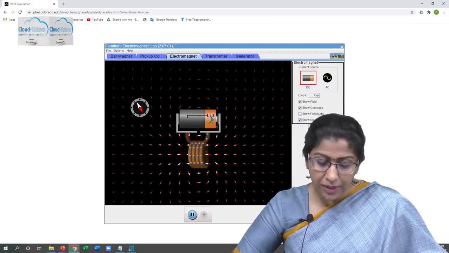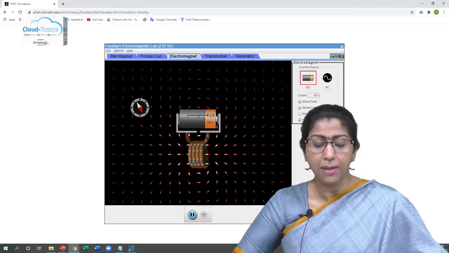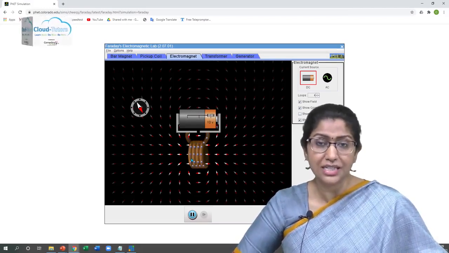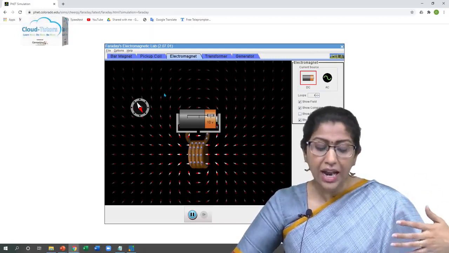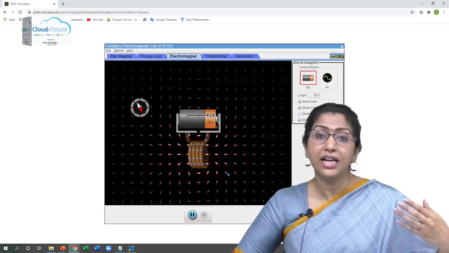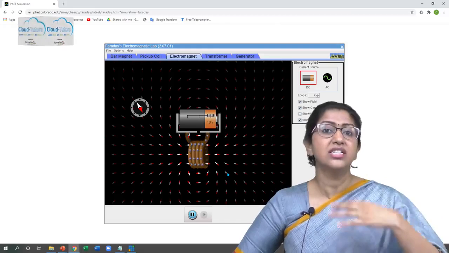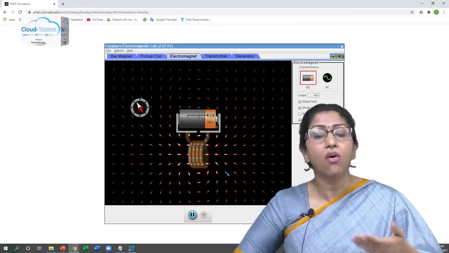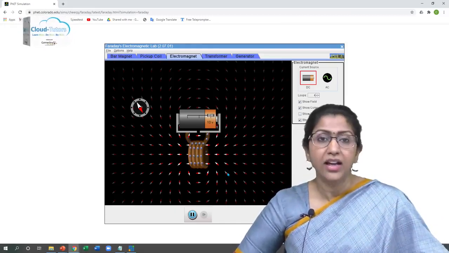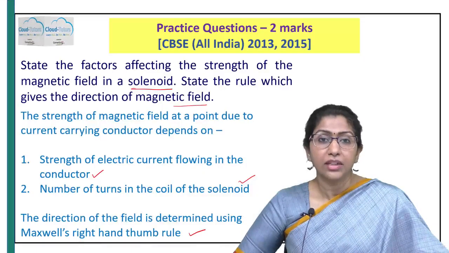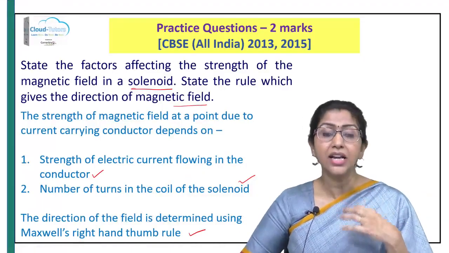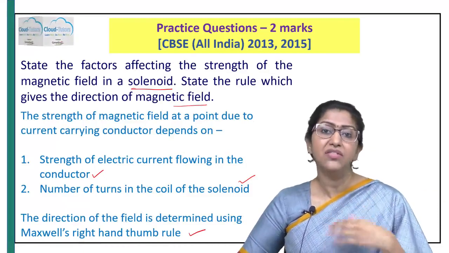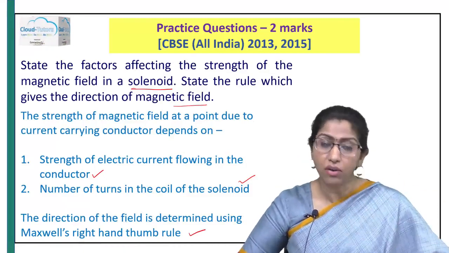So you see, when I increase it to 10 volt, the amount of current flowing through the coil increased, and hence the strength of the magnetic field induced around this coil also increased, right? So this is how these two factors determine the kind of magnetic field which is induced around the solenoid.